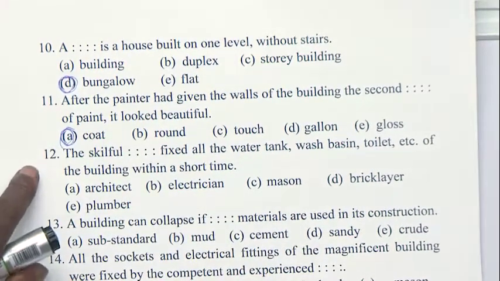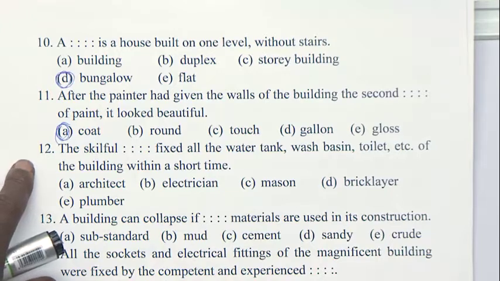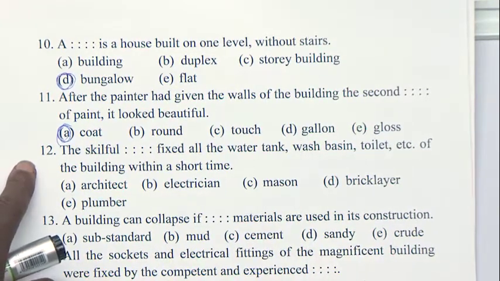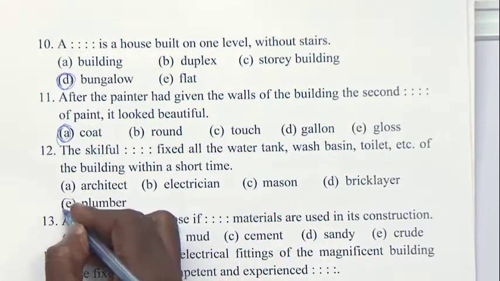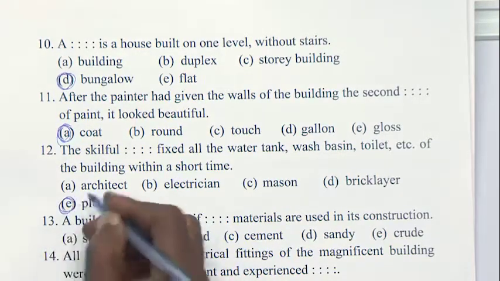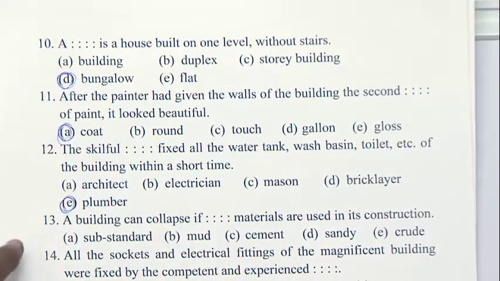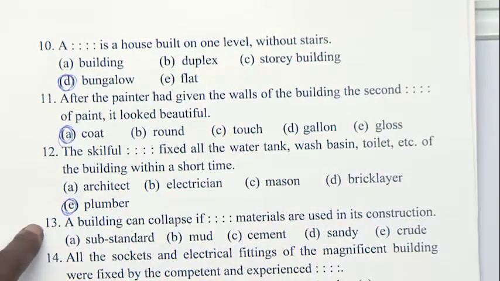The skillful dash fix all the water tank, wash basin, toilet, etc. of the building within a short time. Who does the work of the water tank and then the wash basin? Remember it is the plumber, not plumber, plumber. The B is silent. You remember we did that in our spoken English.